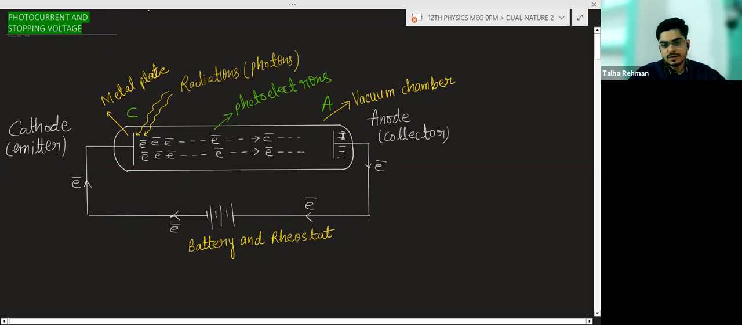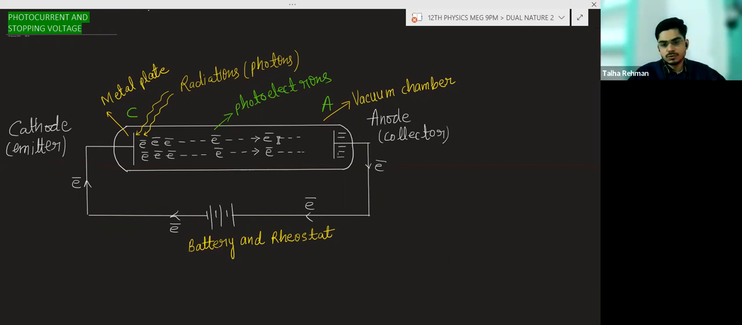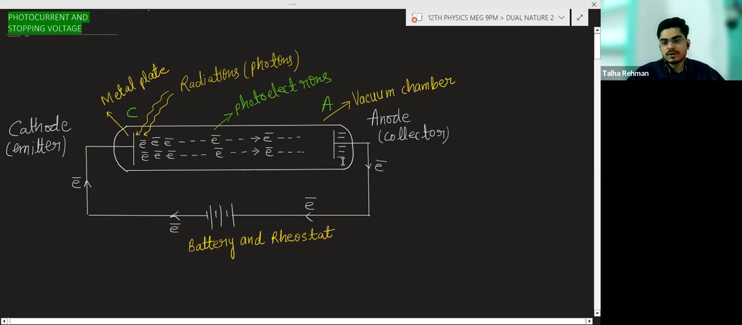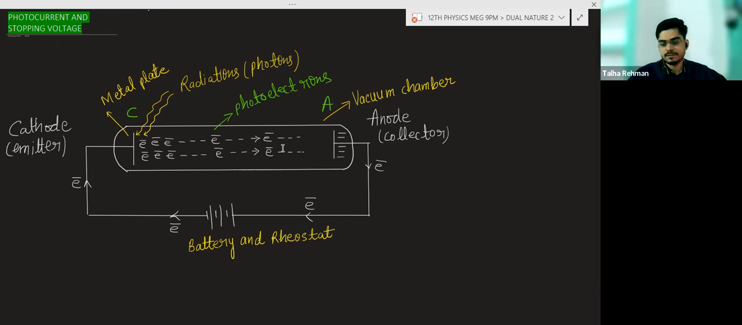So here if there is a negative potential, then the electron will experience a force of repulsion. Due to that force of repulsion, the motion of the electron will be restricted. The more you increase the potential on the anode, the more the motion of the electron towards the anode will be restricted, and the photocurrent will decrease.